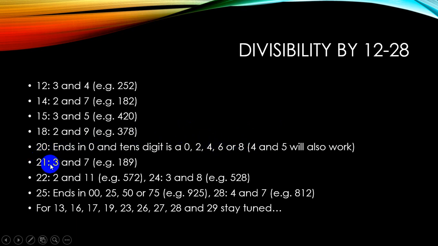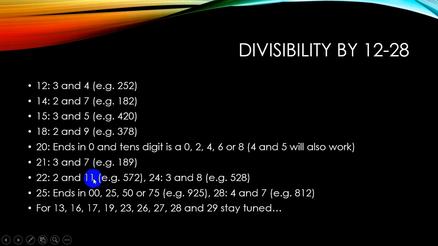For 21, look at 3 and 7. 189 would be an example. First of all, 1 plus 8 plus 9 gives you 18, which is a multiple of 3. And if you take 189, break it apart into 18 and 9, you double 9, which gives you 18. 18 minus 18 is 0. And by rule, if you get 0 when you're checking divisibility by 7, it's divisible by 7. So 189 is divisible by 21.